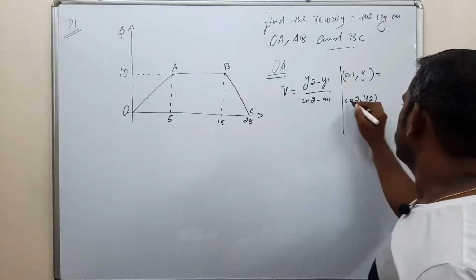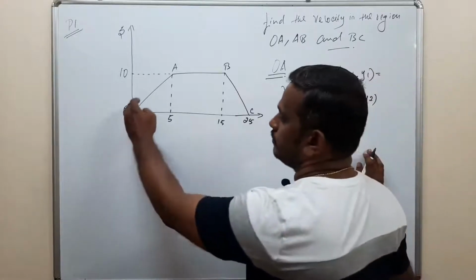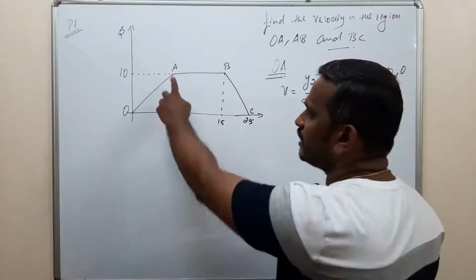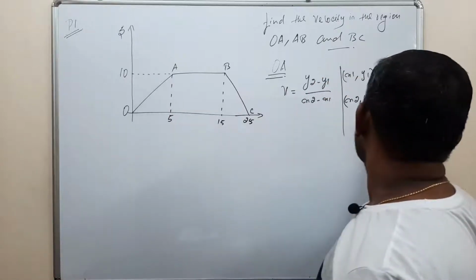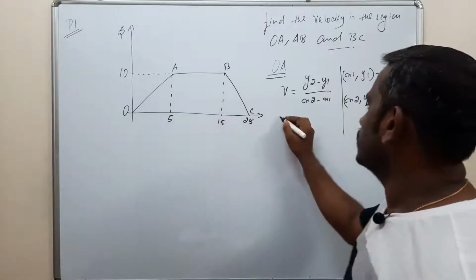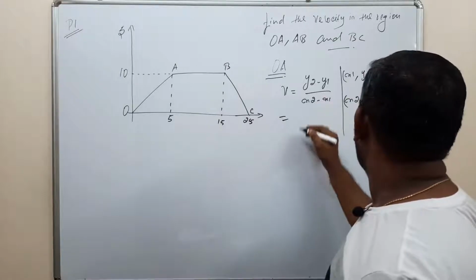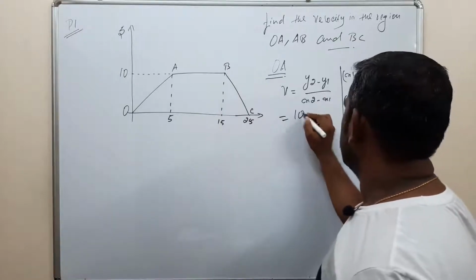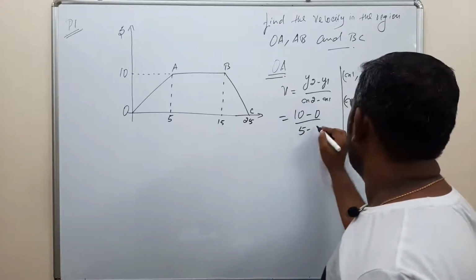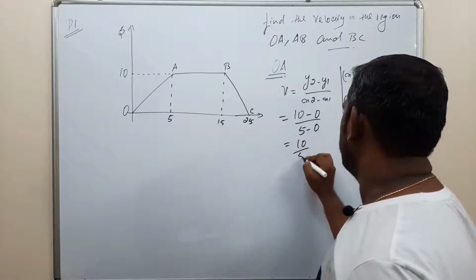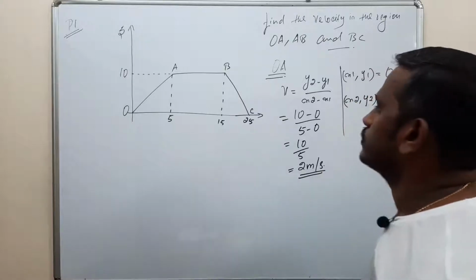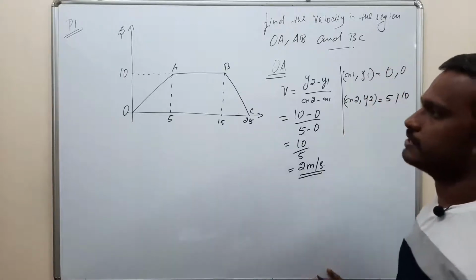X2 Y2. So OA. Here X1 Y1 is 0, 0. A, that is X2, is 5, then Y2 is 10. Okay. So that's equal to Y2 minus Y1: 10 minus 0, divided by X2 minus X1: 5 minus 0. So 10 divided by 5 is equal to 2 meter per second. So that is the velocity in the region OA.